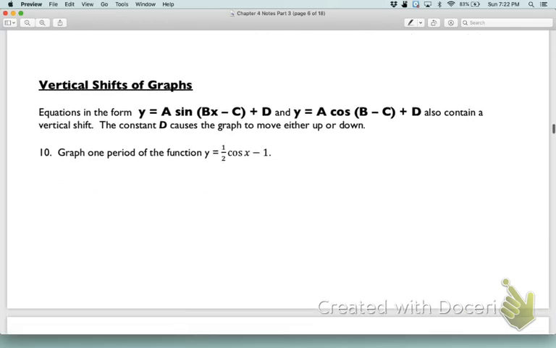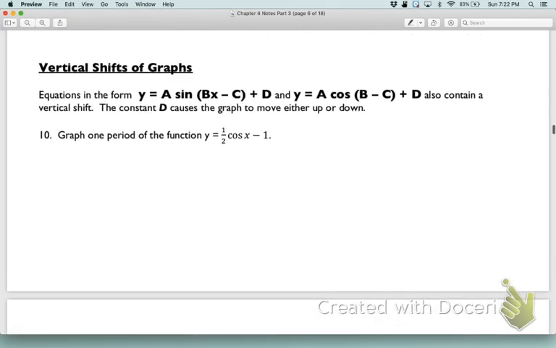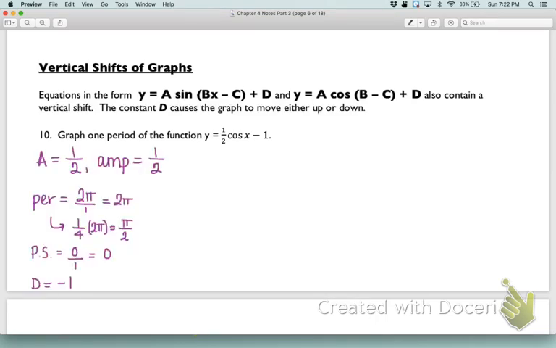Vertical shifts is the last thing to talk about, and all that does is move the graph up or down. So we're just going to take, after we multiply our y values, then we're going to add d to all of those y values after that. Now, I just picked one without a phase shift just to make it a little bit quicker to graph. So again, we'll start with all the same information as before. Okay, so the only thing new here is this value for d.